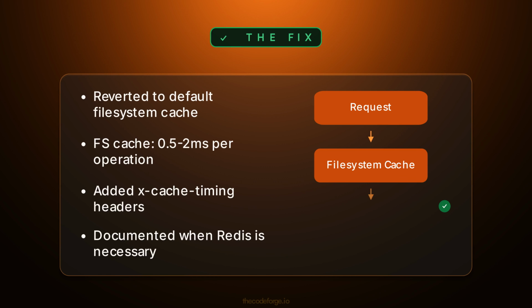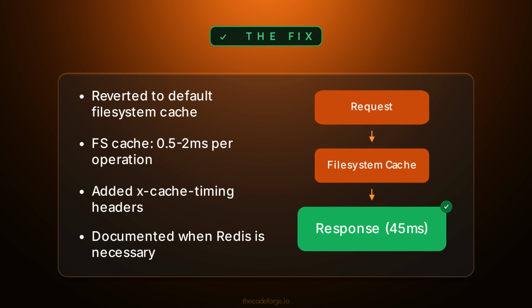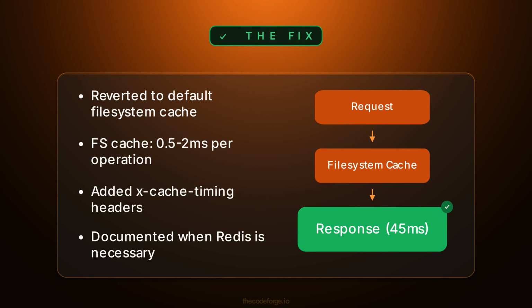The fix was to remove the custom Redis handler and revert to the default file system cache. They also added X-Cache timing headers to every response so future developers can see cache latency. For single-instance deployments, the default FS cache is optimal. Only add Redis when you have 2+ server instances sharing cache state.